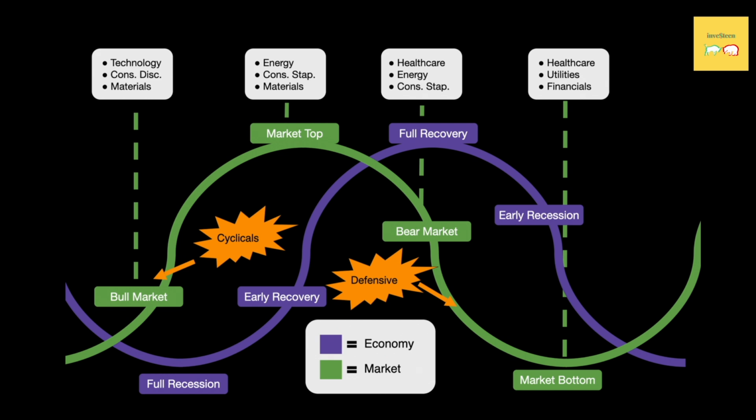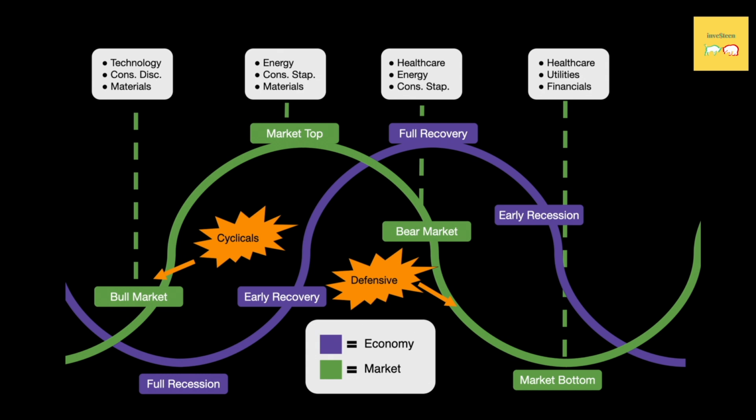So if that felt like a lot of information, just look at the diagram that I do have on the screen right now. And all it's showing is that the stock market, which is in green, is acting before the economy, which is in purple. And that's all you should know about what I was just saying.